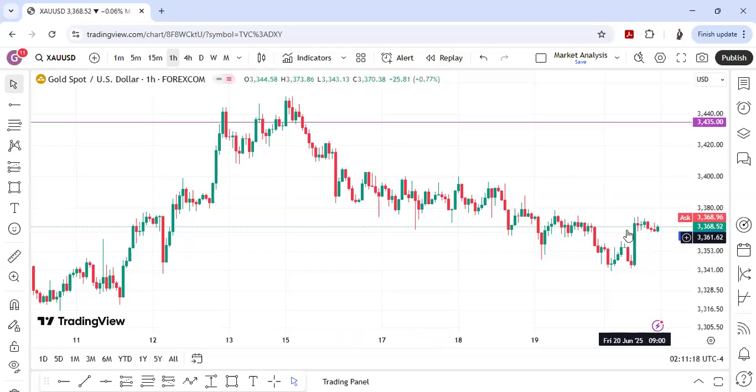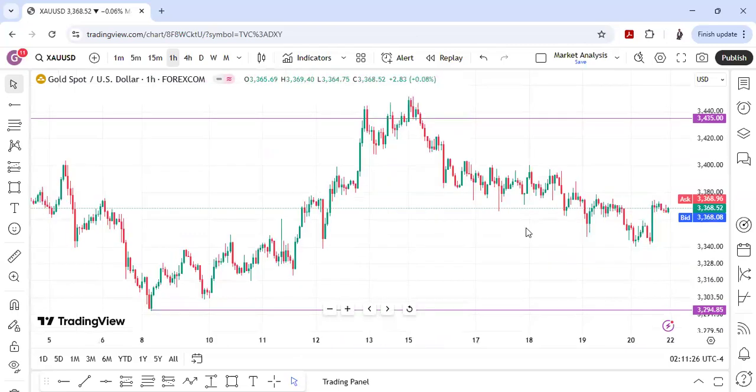This might be an inversion FVG to go lower. Market sell mode is what I'm seeing. So this might be an inversion FVG to go lower and take out the sell-side liquidity here. That's what I'm looking at. Okay, that's for gold. Structure broken here.